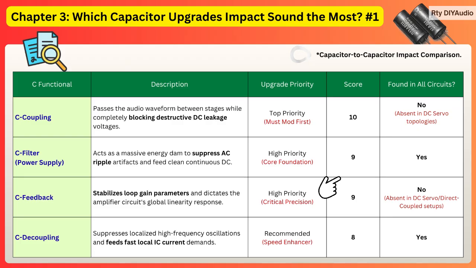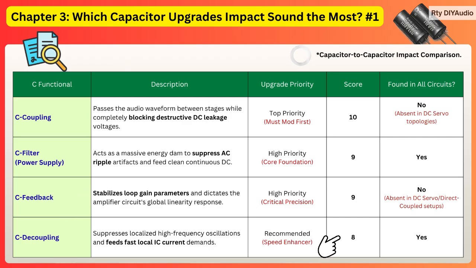Tied for a massive score of 9 out of 10 are your C filter and C feedback nodes. Your C filter power supply stage acts as a massive high-priority energy dam, engineered to suppress AC ripple artifacts and feed clean, continuous power to the active rails. Your C feedback stage functions as your high-priority critical precision weapon, which strictly stabilizes loop gain parameters and directly dictates the amplifier circuit's global linearity and distortion response.